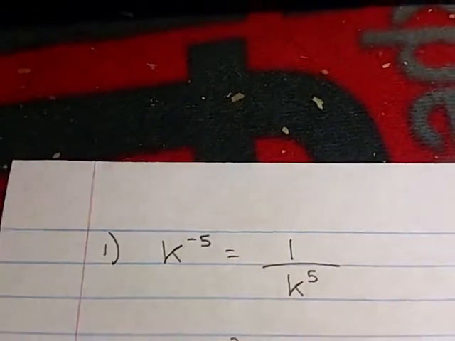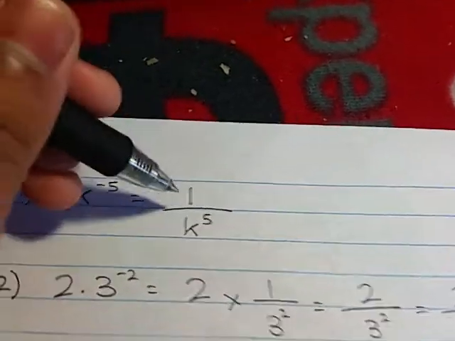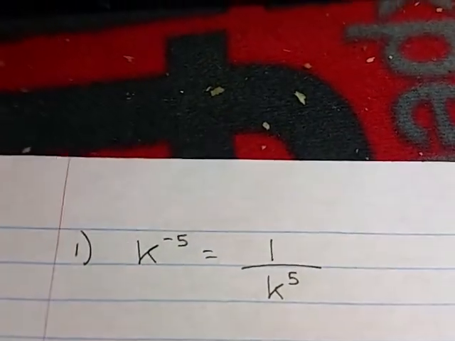So the first one, we had k to the negative 5 drops down and becomes k to the positive 5. So your final answer is 1 over k to the positive 5.